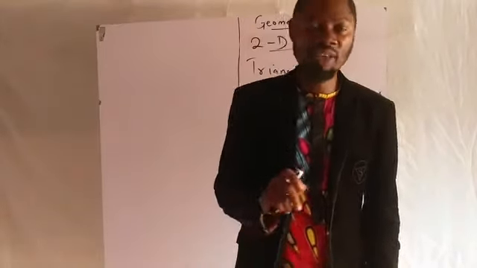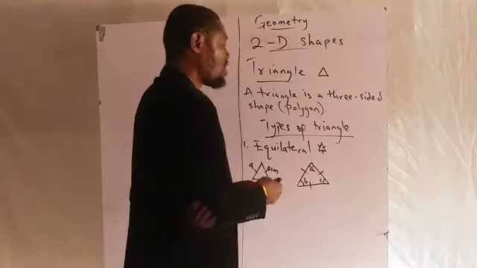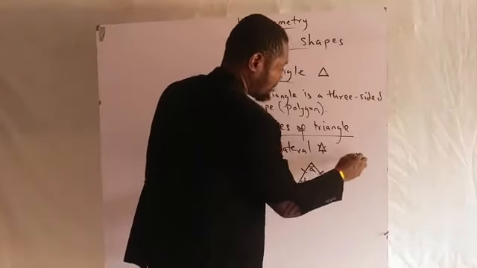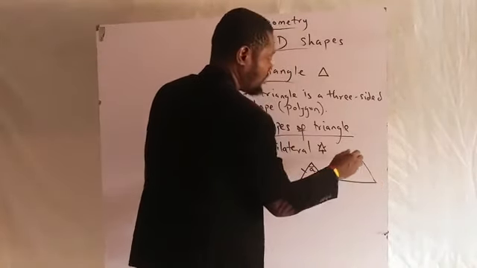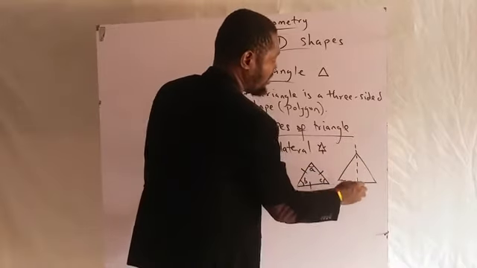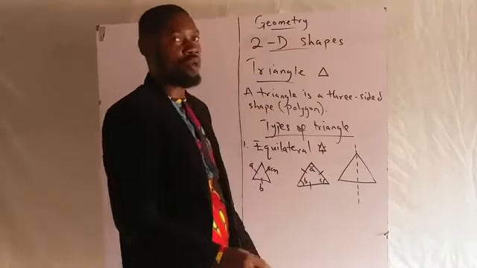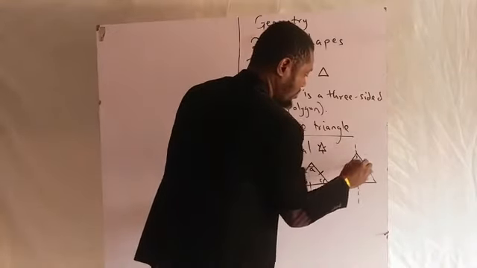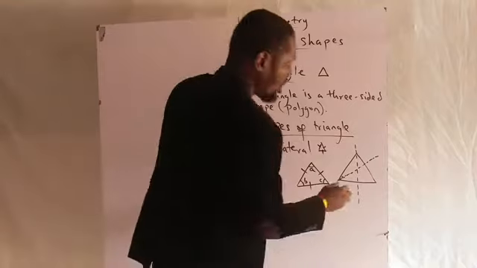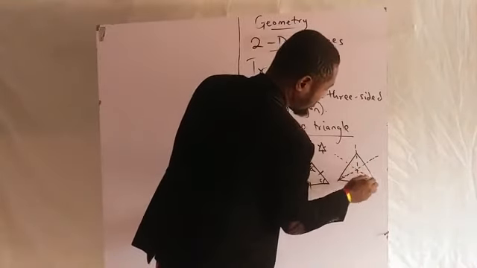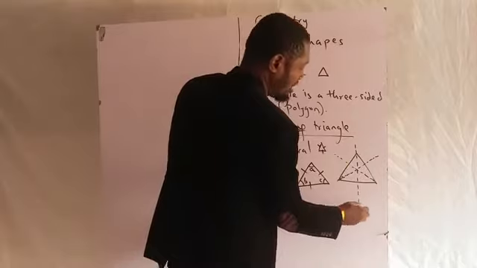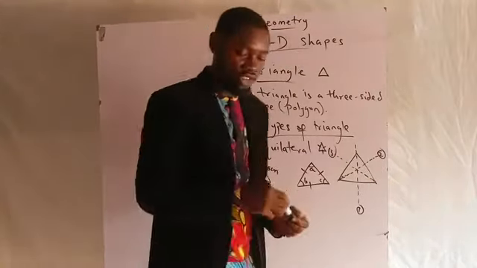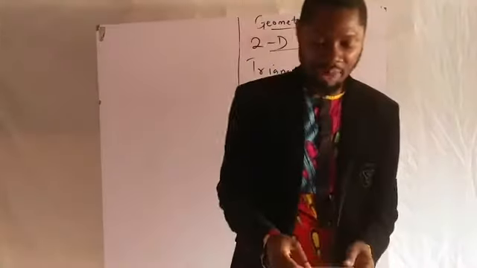Now, an equilateral triangle has 3 lines of symmetry. The first line runs here. If you cut it, you're going to have equal sides. Second line, equal sides. Third line, so it has 1, 2, and 3. So there are 3 lines of symmetry.